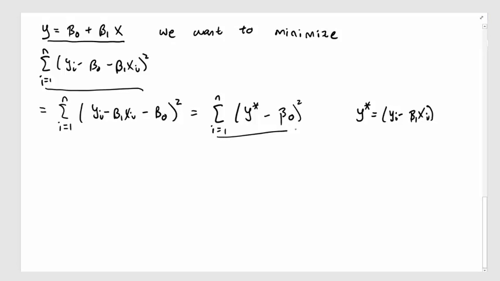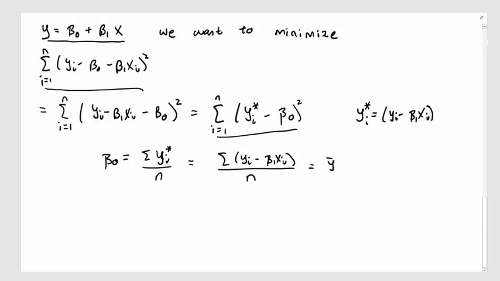We know the least squares solution to this equation. The solution has to be that beta naught is equal to the average. I forgot my i subscript there, so why don't I put it right there and right there. It has to be the average of the yi stars. Let's plug back in what yi star is. It's summation yi minus beta 1 xi divided by n. If I distribute out that sum, I get y bar minus beta 1 x bar.